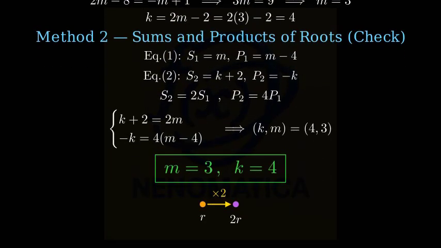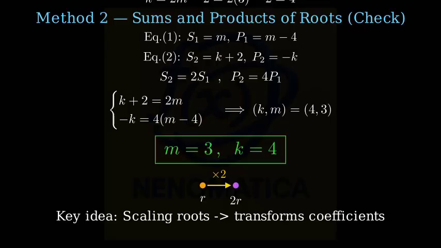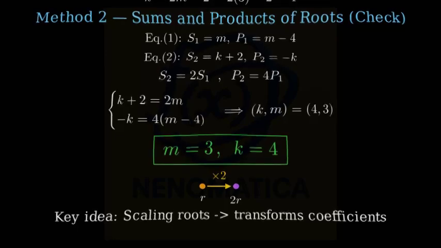To visualize the scaling, think of each root r of equation 1 being sent to 2r, a stretch by a factor of 2. Sums double and products quadruple, which is exactly what our equations captured. We solved the problem in two independent ways and confirmed the same result. The key idea is how scaling the roots by a constant factor transforms the sum and the product of the roots, which directly controls the coefficients.